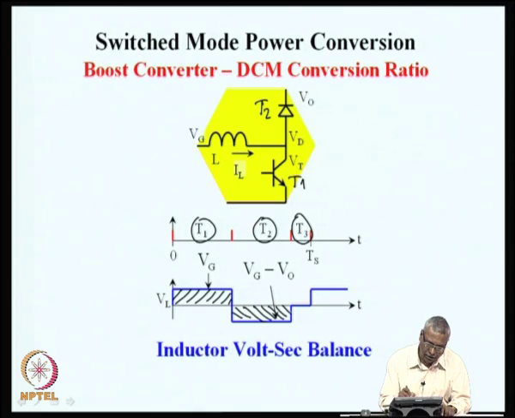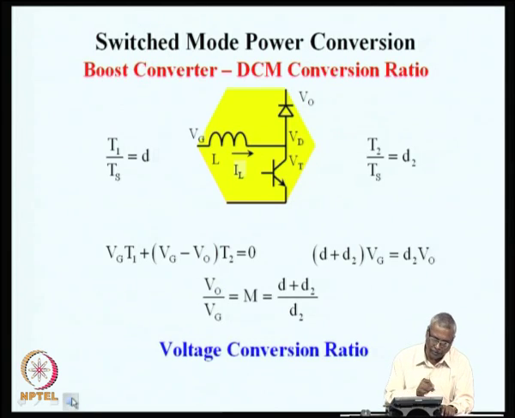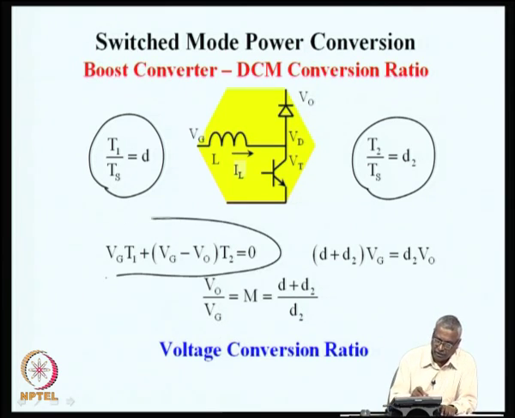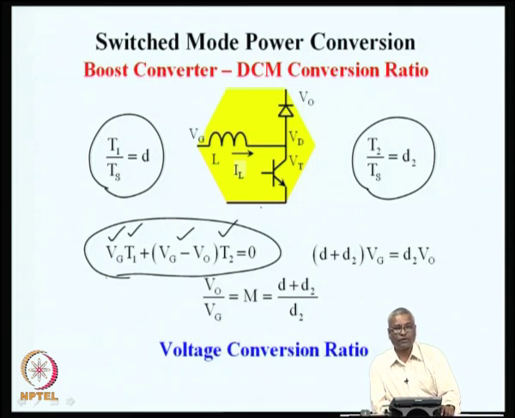What is the voltage and duration during the on time? What is the voltage and duration during the off time on the inductor? It is possible to write down simple volt second balance on the inductor as you see here. We define the active switch duty ratio as D, the passive switch duty ratio as D2, and write the volt second balance. When the switch S is on, the voltage across the inductor is Vg into T1. When the switch is off, voltage across the inductor is Vg minus V naught into T2, and during the third interval the inductor is floating.